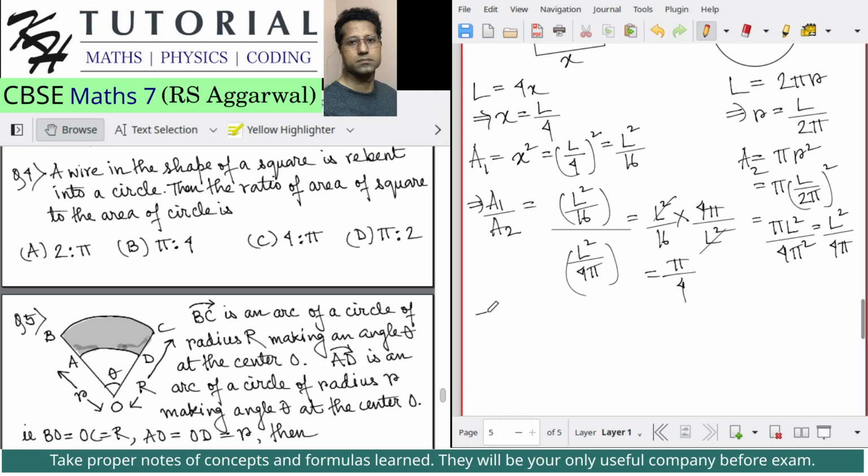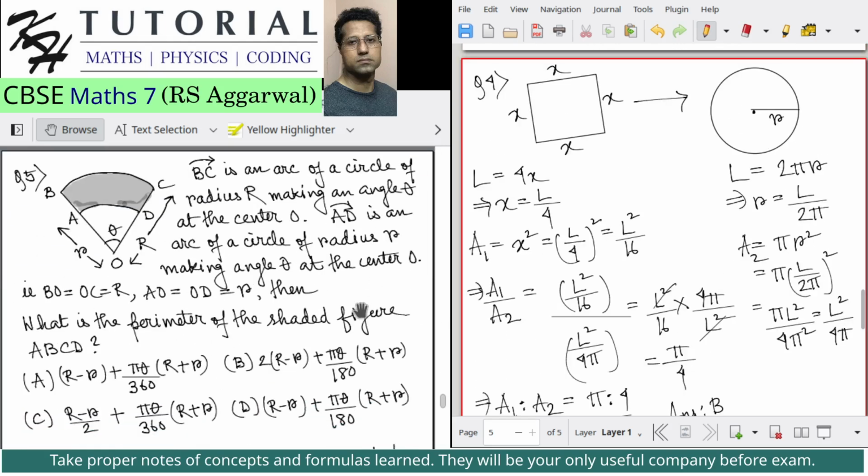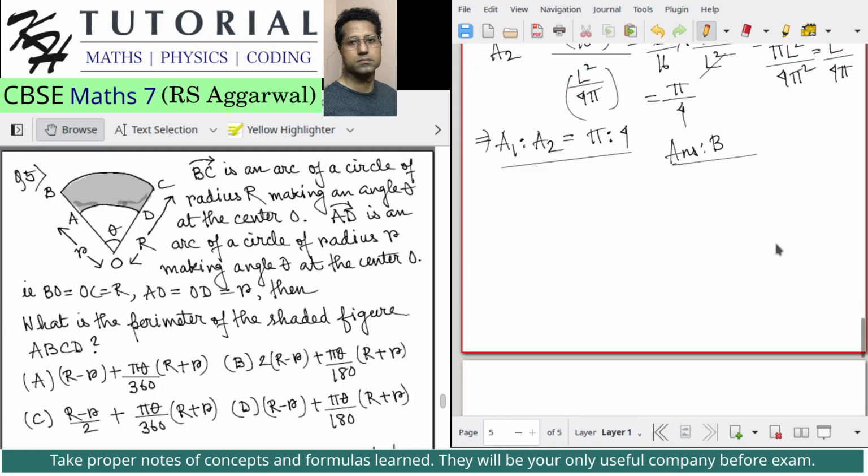So this implies A1 is to A2 is equal to pi is to 4. So the ratio of the area of the square to the area of the circle is pi is to 4. So the correct choice is B. B is the correct choice. Okay, let's do the next problem.